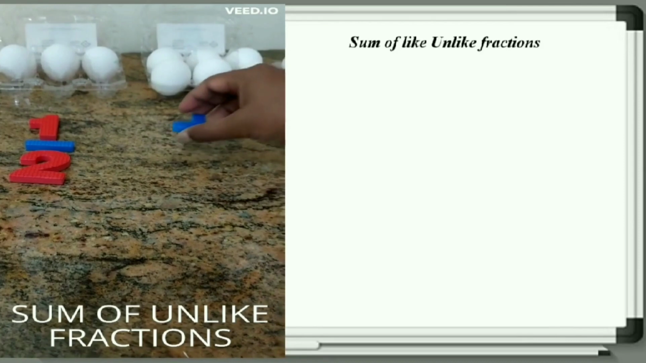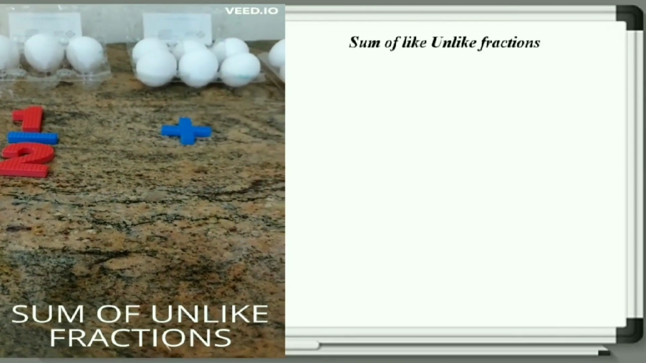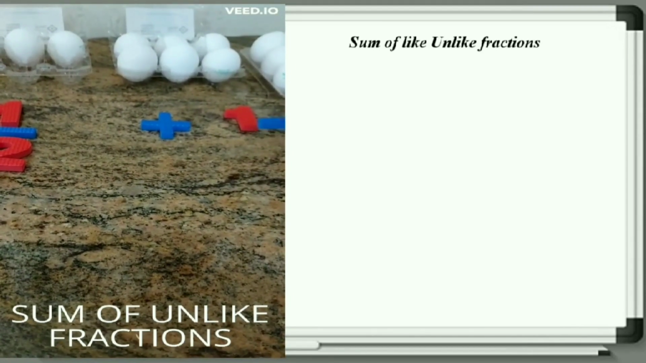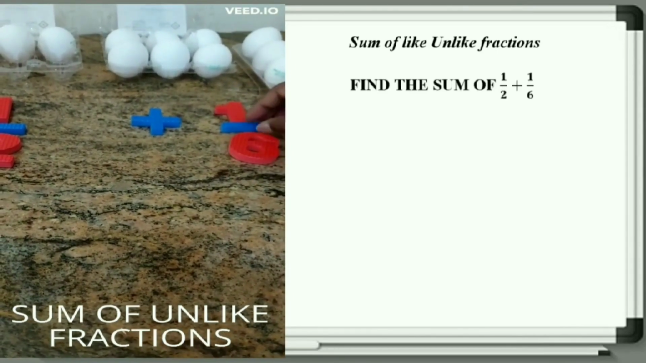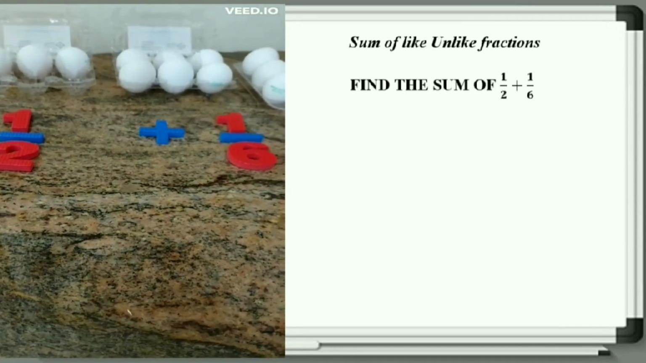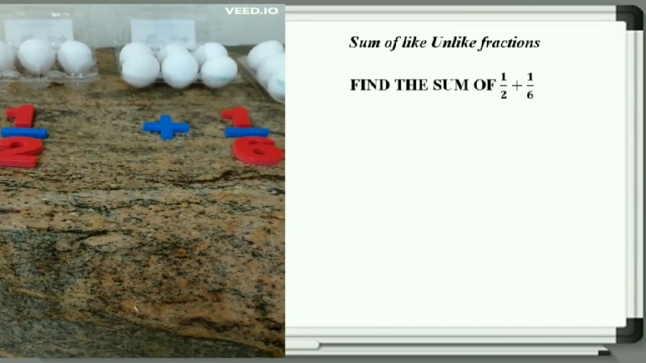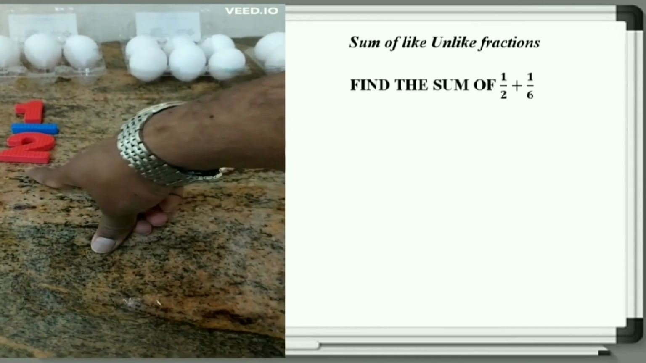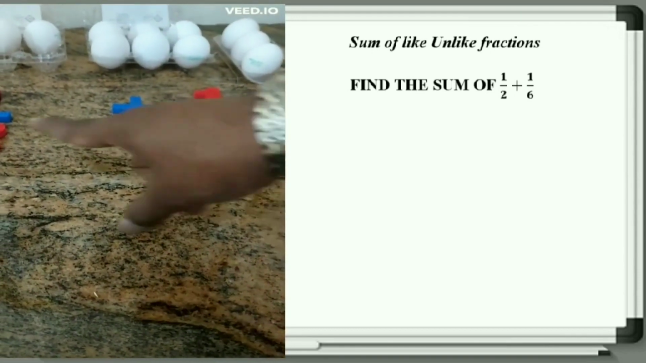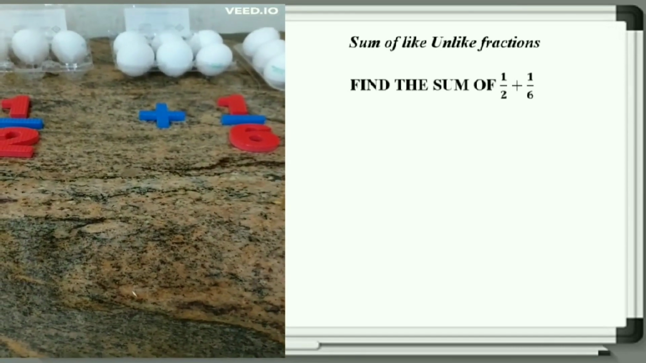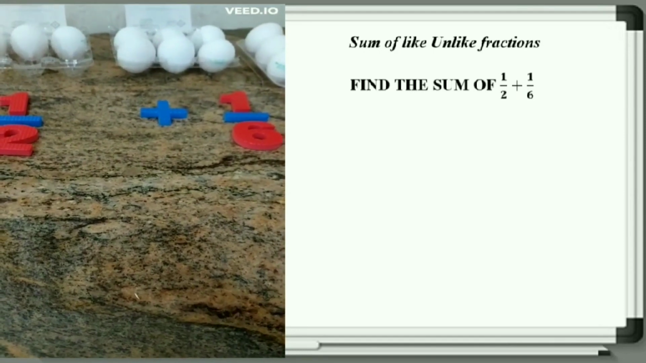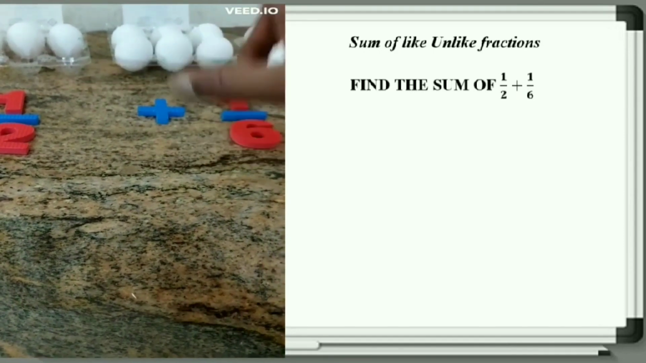Now I am going to find the sum, therefore I write here plus. Now I will take my second fraction as 1 divided by 6, 1 over 6. Now if you see these two fractions, 1 over 2 and 1 over 6, in the first fraction the denominator is 2, and in the second fraction the denominator is 6. Both are different. They are not the same. So what I can say, they are unlike fractions.